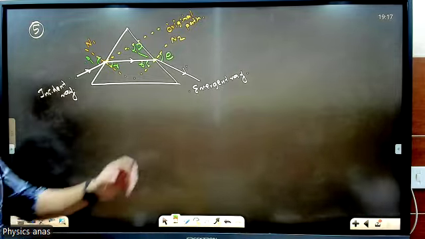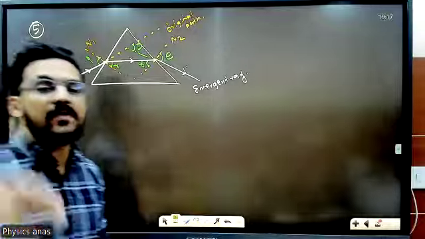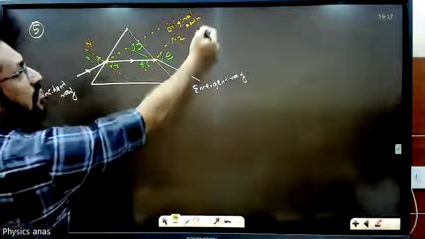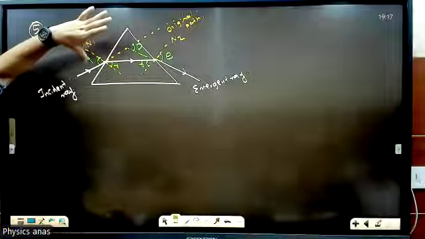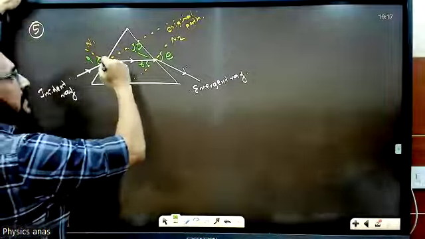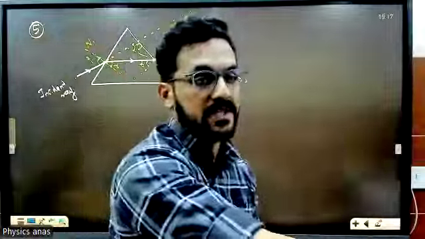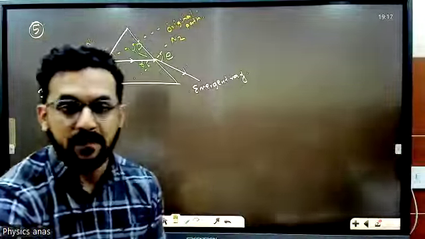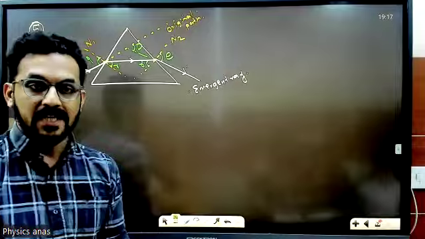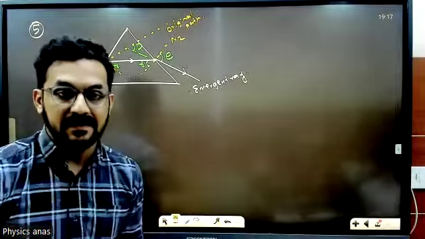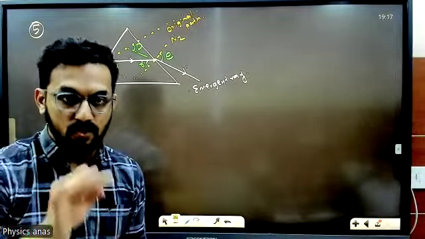What is angle of deviation? Abdullah, here. This is the original path of the incident ray. This is the incident ray. This is the path that the incident ray is supposed to go. It will not follow that path. It will get refracted two times.